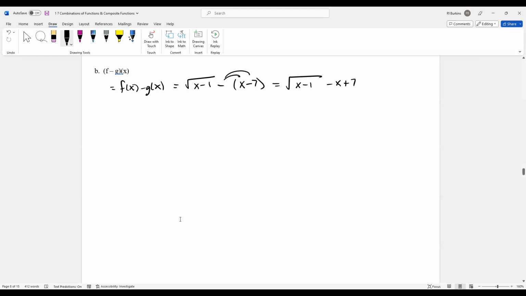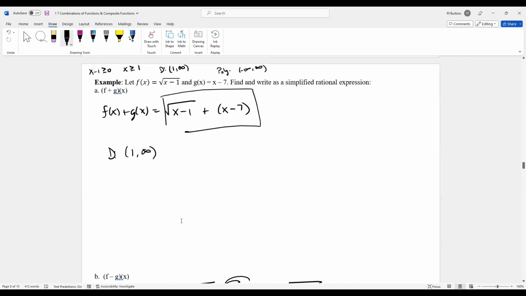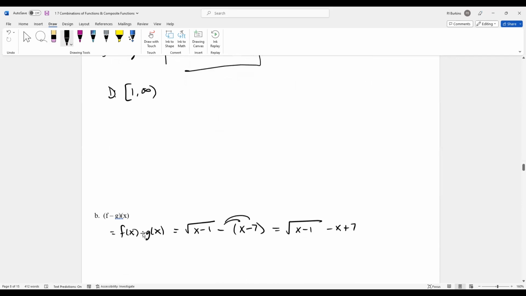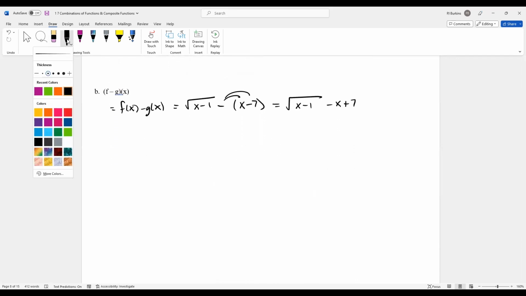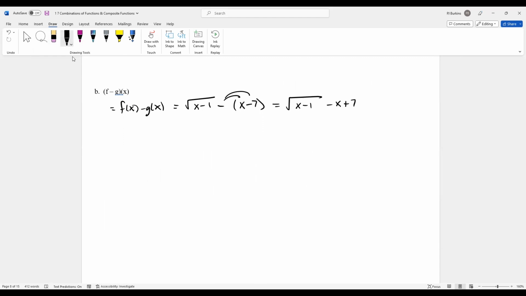One thing I did miss on this first part, this is x is greater than or equal to 1. So I actually need a bracket here. Okay, so let's just fix that. All right, this function's no different. It has the same restrictions that the two functions that comprise it had, and so its domain is once again 1 to infinity, including 1.